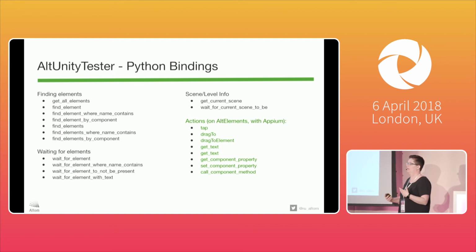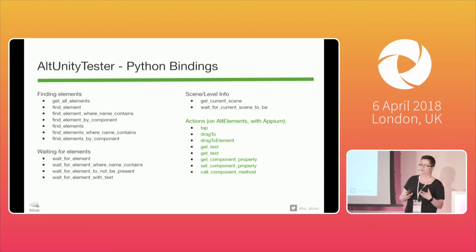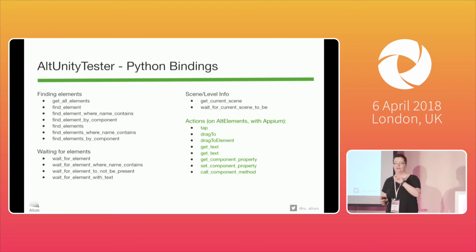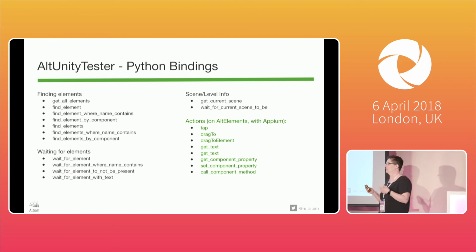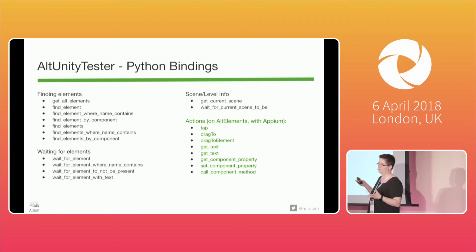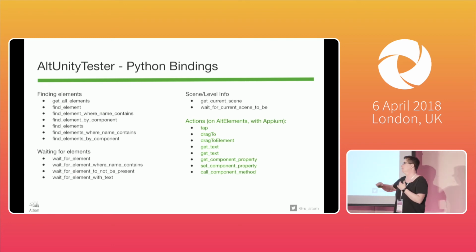And then you can even call a specific component method with the parameters that it needs, which means that in theory, you could perform most of the actions straight from Unity if they're more complicated than a tap. If the player has a special action that it does in a specific case, then you could call that method directly from the Python scripts.